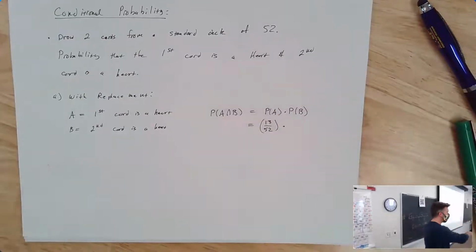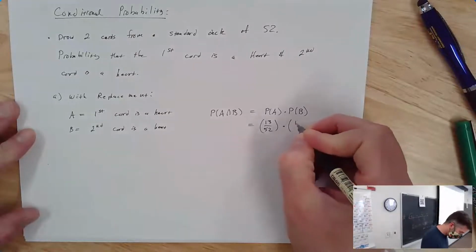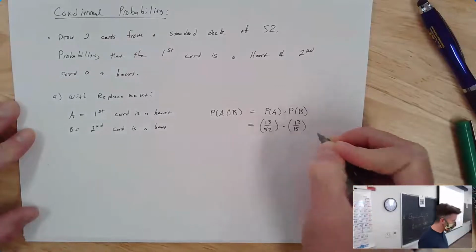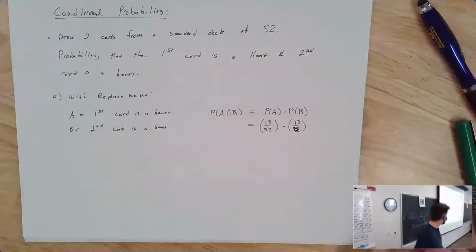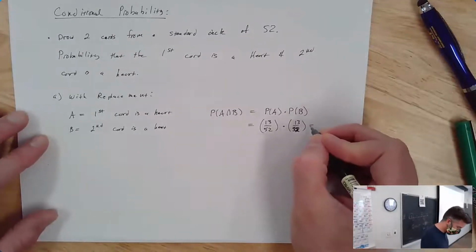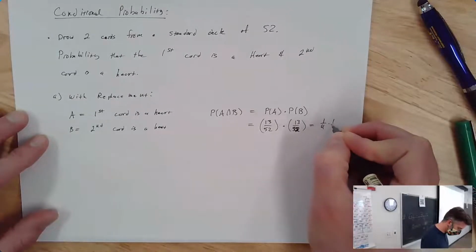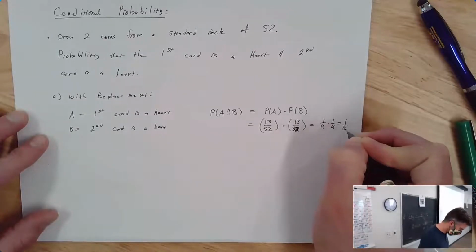Put the card back in the deck. What's the probability that I draw a heart on my second card? Still 13 out of 52, right? Nothing changed because I put the card back in the deck. So the probability that the first card is a heart and the second card is a heart, sorry, I wrote 15 instead of 52 there. If you're replacing the card after you've drawn it, it's just 1/4 times 1/4, which is 1/16.